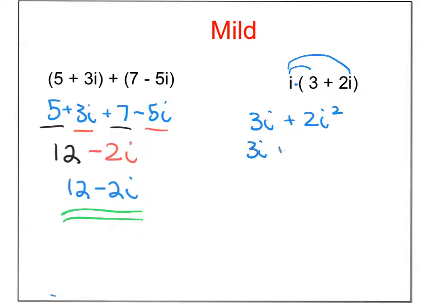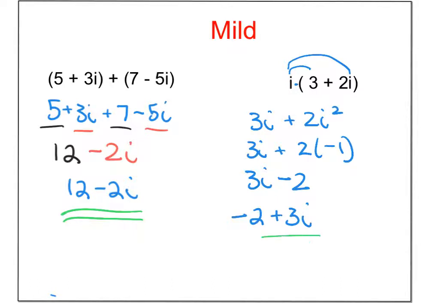Hopefully you recognize that that i squared needs to be changed to a negative 1. So you end up with 3i, and then 2 times negative 1 is a negative 2. I'm going to rewrite this where I have the real part of my number first and the imaginary part of my complex number second. So I end up with the final answer of negative 2 plus 3i.